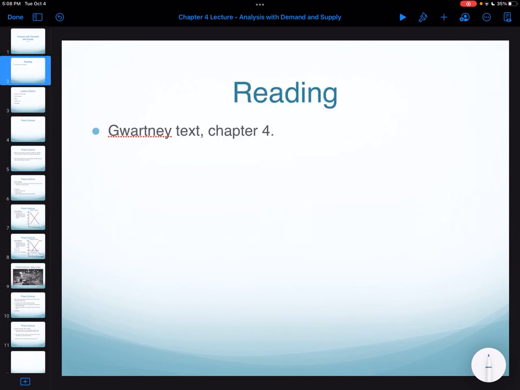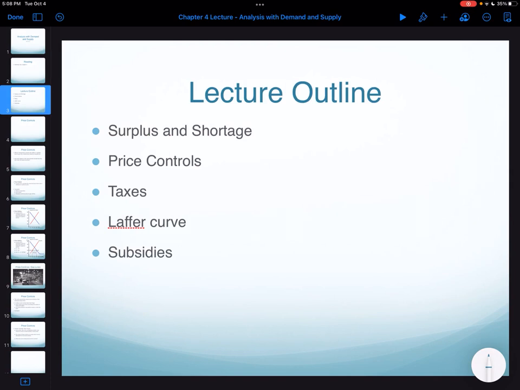Okay, so we're reading through Chapter 4 of the textbook here, and we're going to go through price controls, and in the context of going through price controls, we're going to talk about surplus and shortage. Okay. After we finish that up, we're going to move on to taxes. Then we'll talk about the Laffer curve. That's kind of an idea that relates to tax revenue and tax rates. And lastly, subsidies. We'll also talk about some other key topics around taxes and price controls, right?